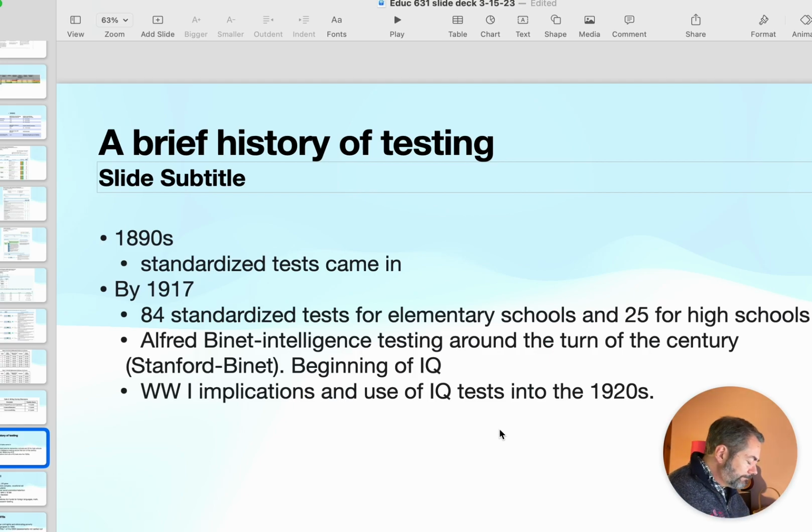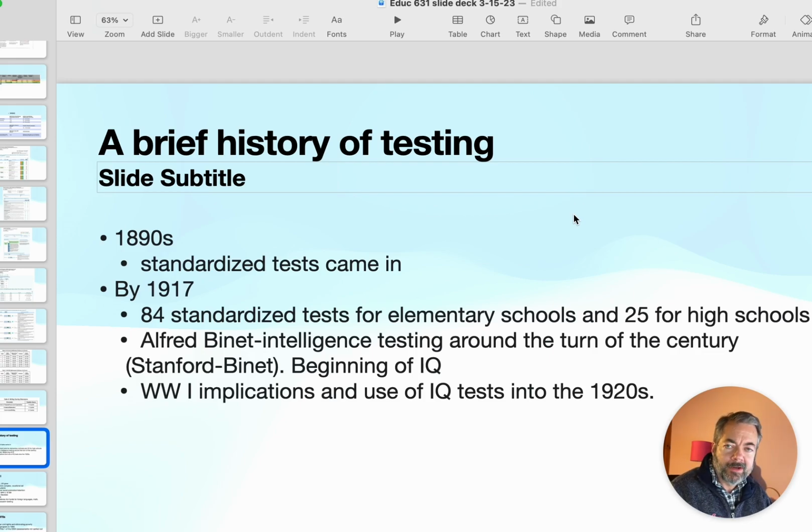So in the 1890s, standardized tests finally started coming in. We started realizing that we could test kids, that we could compare kids. And of course, we do a lot of comparing of kids, not one of my favorite things to do. But by 1917, there were literally 84 standardized tests. You've probably heard of the Binet or the Stanford-Binet. Alfred Binet was an educator and intelligence tester, and that was the beginning of IQ tests.